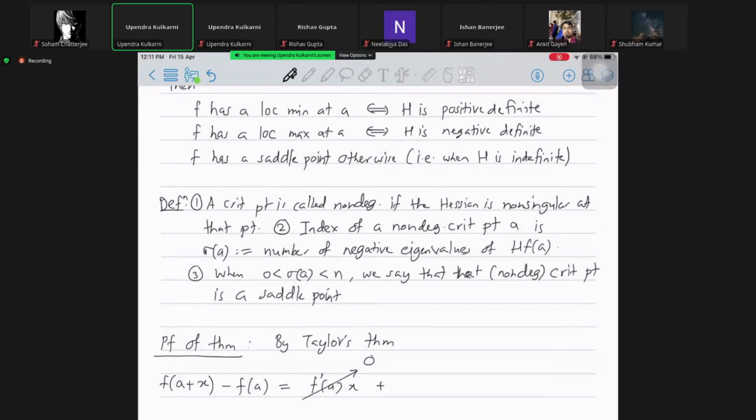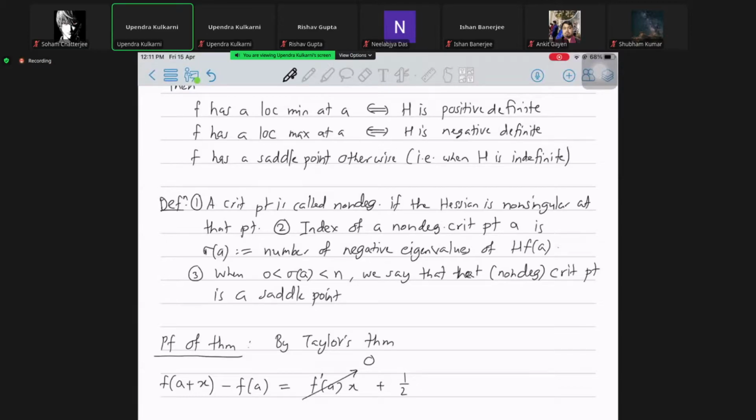So we worked this out yesterday, and we've done it earlier also. So the next term is half times f double dash a, x square. So when you're thinking of the one variable situation, it would be f double dash of a times x square.